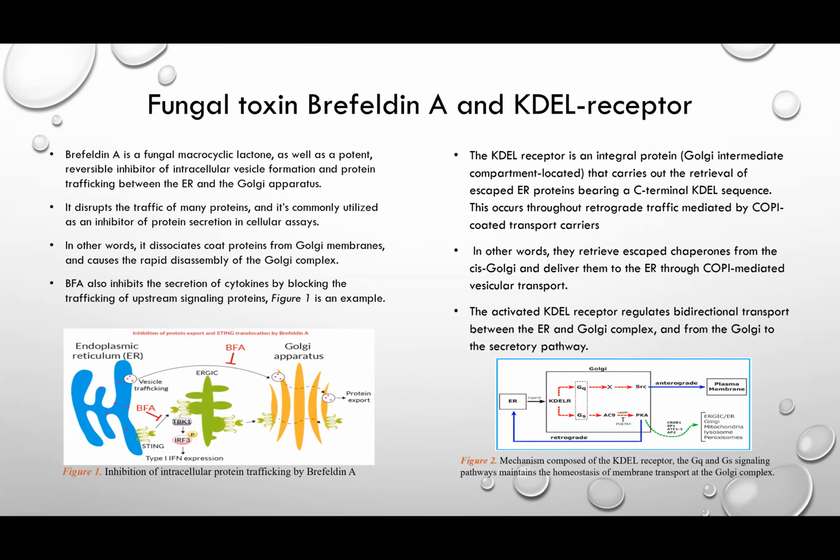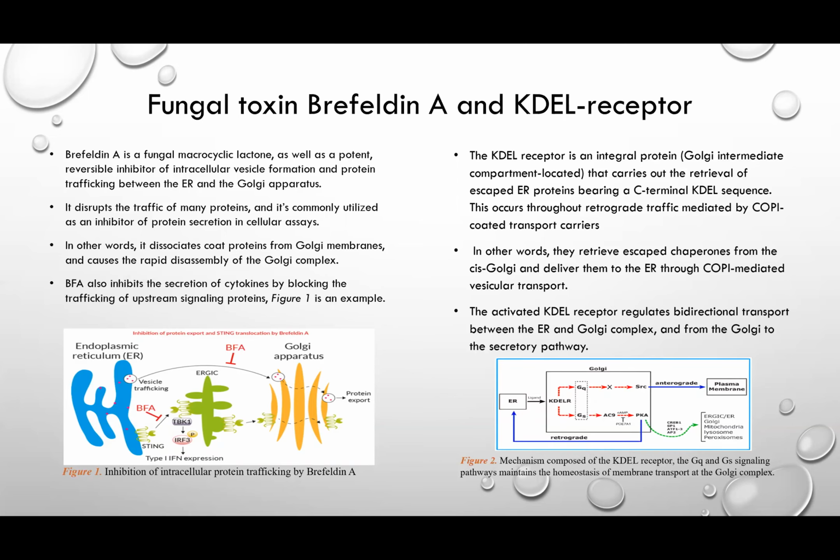In other words, it dissociates coat proteins from Golgi membranes and causes the rapid disassembly of the Golgi complex. It is also an inhibitor to the secretion of cytokines by blocking the trafficking of upstream signaling proteins. Figure 1 is an example of this inhibition of intracellular protein trafficking.